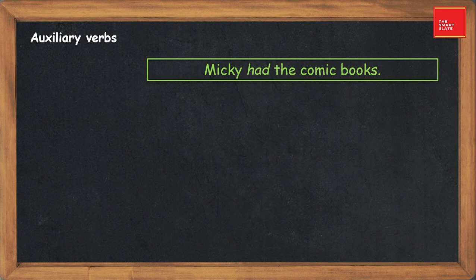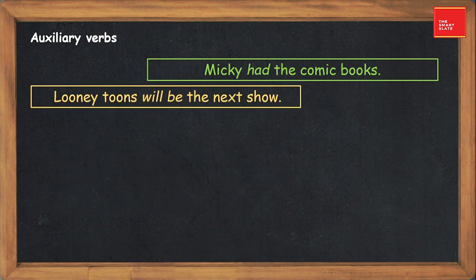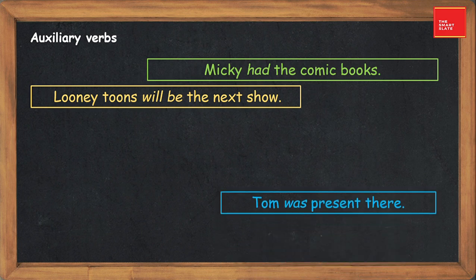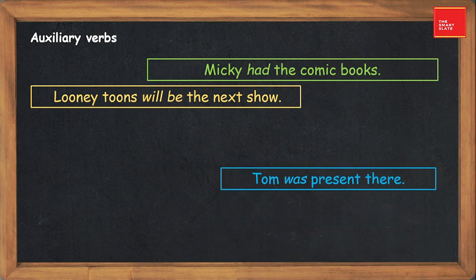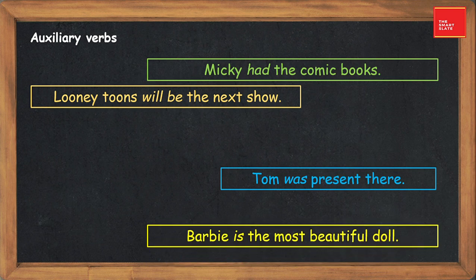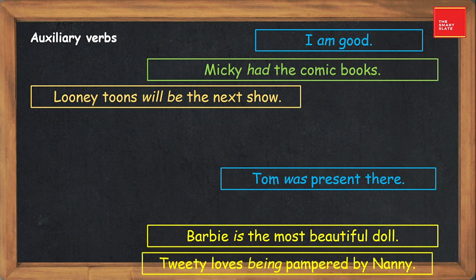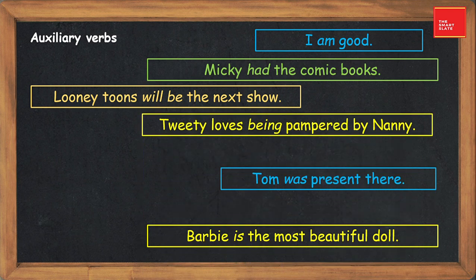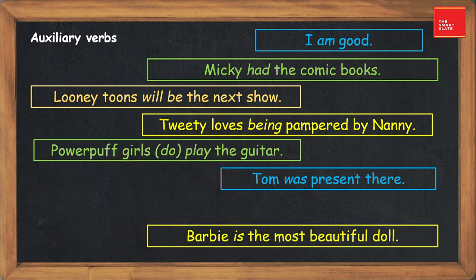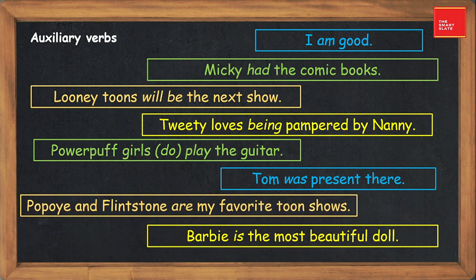Mickey had the comic book. Had. Looney Tunes will be the next show. Will be. Tom was present there. Was. Barbie is the most beautiful doll. Is. I am good. Am. Tweety loves being pampered by Nanny. Loves. Powerpuff calls to play the guitar. Play. But here do is your auxiliary verb. Popo and Flintstone are my favorite toon shows. Are. So these are auxiliary verbs.